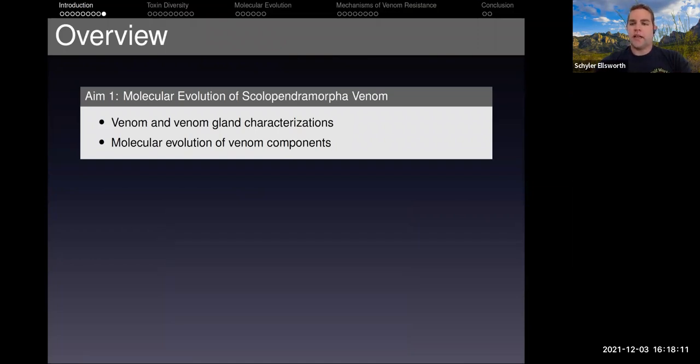So in order to understand venom resistance, we first have to understand the venom. And so the first part of my project is looking at the molecular characterization of centipede venoms within the order Scolopendromorpha. And so this will be the first part of my talk here, where we can look at the venom and venom-gland characterizations that I've done, and then look at the molecular evolution of some of those components that I've been able to identify.